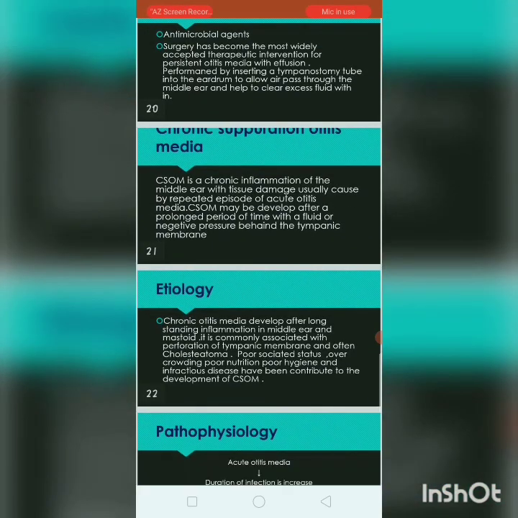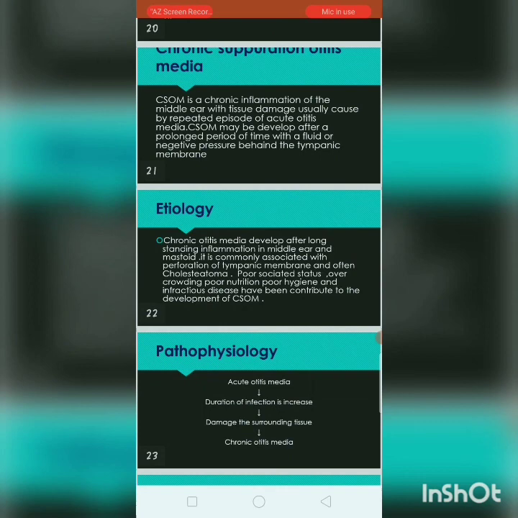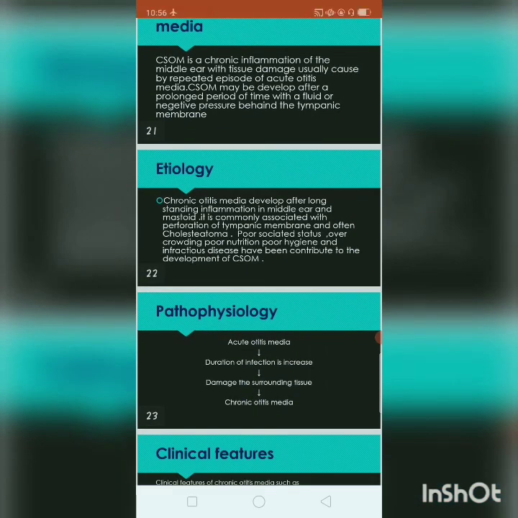Next is chronic suppurative otitis media. It is a type of otitis media that occurs because of repeated or prolonged acute otitis media. As I told, because of the prolonged or repeated acute otitis media, this chronic otitis media will occur.